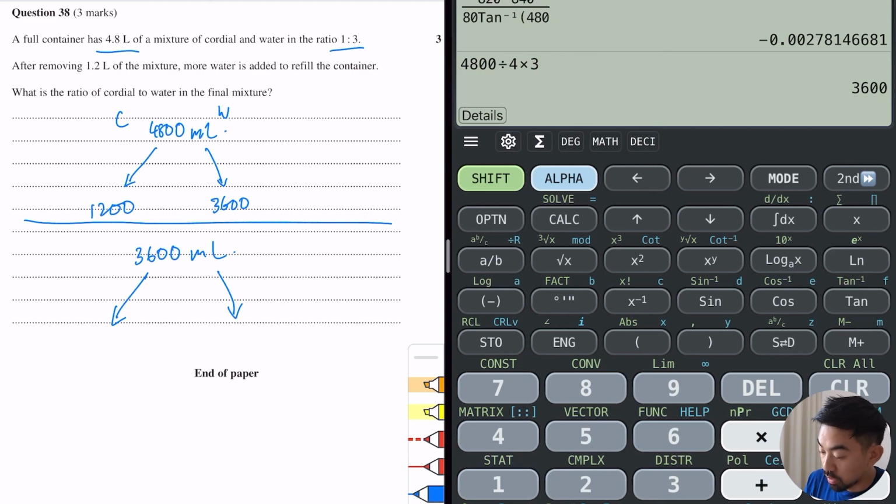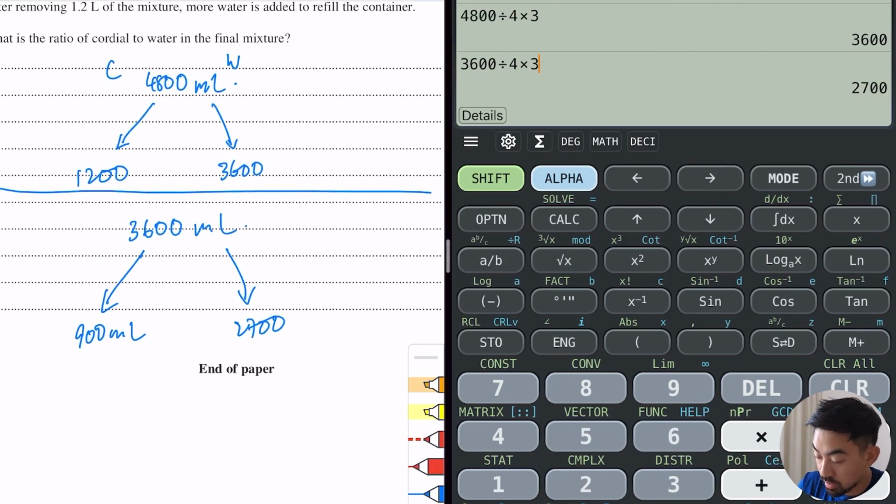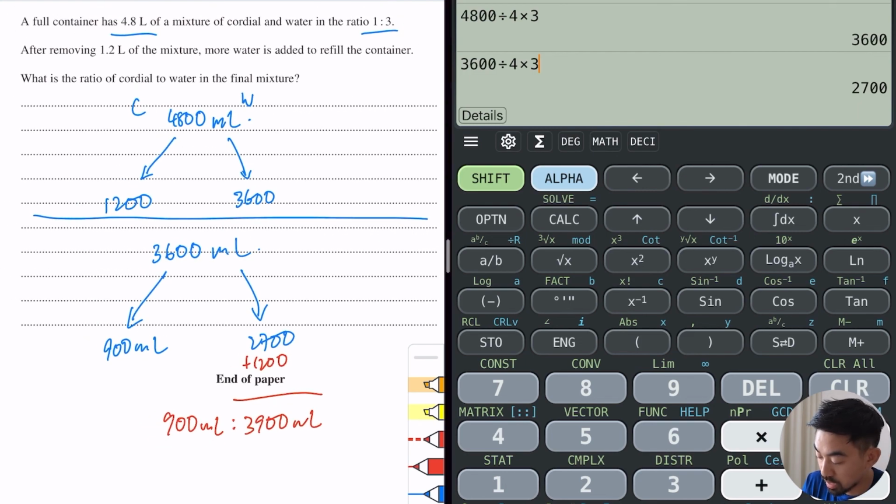And that's also in the ratio of 1 to 3. So let's go 3,600 divided by 4. So that's 900 milliliters and 2,700 milliliters. Okay, so more water is added to refill the container. So we need to add another. To get from here back to there, I need to add another 1,200 milliliters. So plus 1,200 milliliters of water is going to get me 3,900 milliliters of water to 900 milliliters of cordial. So what is the final ratio? So I'm just going to cut a few zeros here. Bang, bang, bang, bang. 9 to 39. So I think that is 3 to 13.